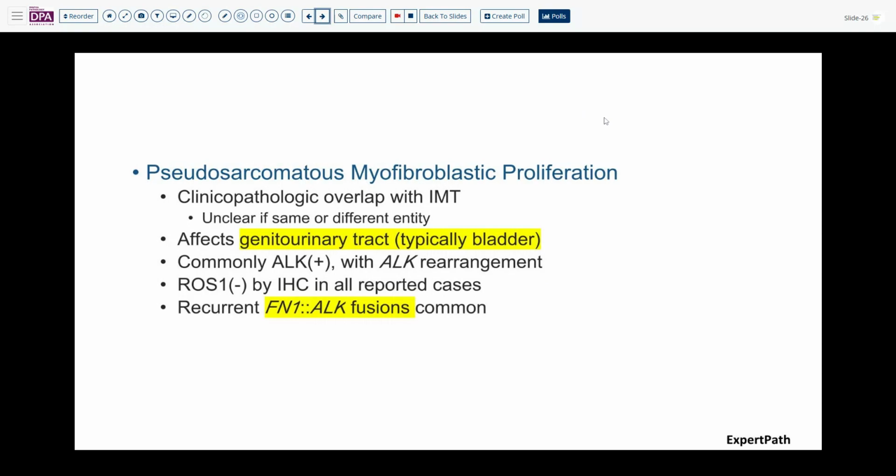And then the last differential is pseudosarcomatous myofibroblastic proliferation. They have a lot of overlap with IMT, even in the clinical and pathologic findings. So there is still some controversy, and it is not clear whether they are the same entity. But the anatomic site involved should be the genitourinary tract, typically the bladder. They also show ALK rearrangement. FN1-ALK fusion is common, but ROS1 is usually negative in these cases.